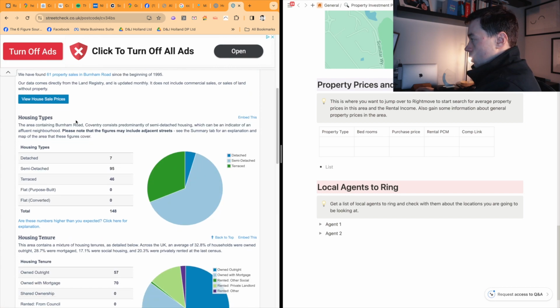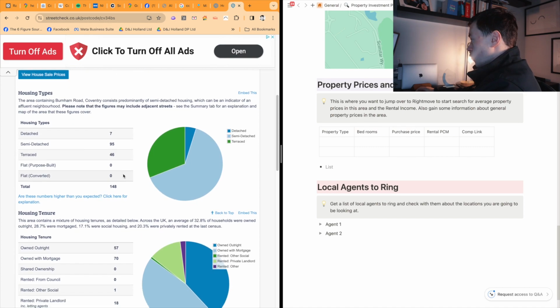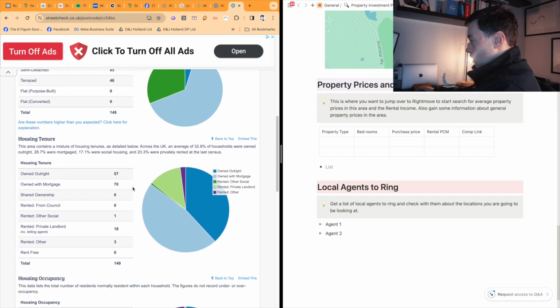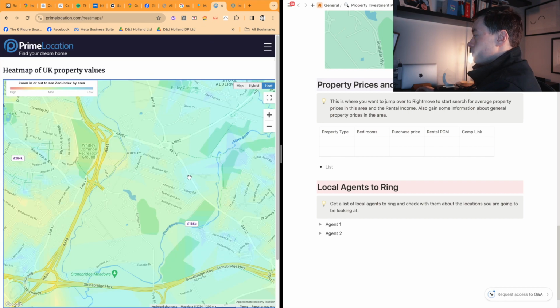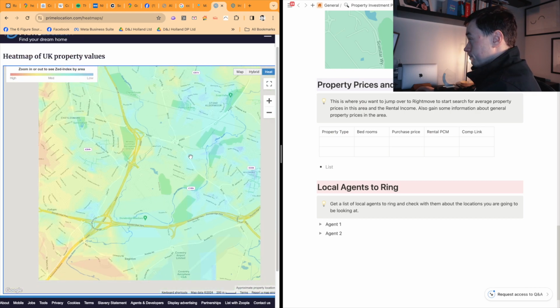Housing. So housing tenure on this road. You've got quite a lot of semis, a couple of terraced, 46 terraced. Okay, that might not be enough stock for us. You sort of want to see this pie to be the majority of it. Here we go. Owned outright, 57. Owned with a mortgage. There's only 18 from a private landlord. Okay, that might not be good enough for us. Let's try and find another area.